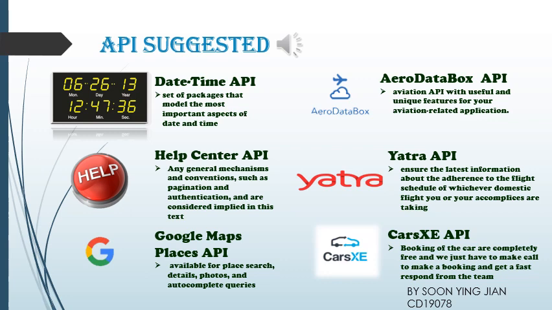Also, Yatra API. It ensures the latest information about the adherence to the flight schedule of whichever domestic flight you or your companion are taking. Last is Car XE API. Booking of the car is completely free and we just have to make a call to make a booking and get a fast response from the team.